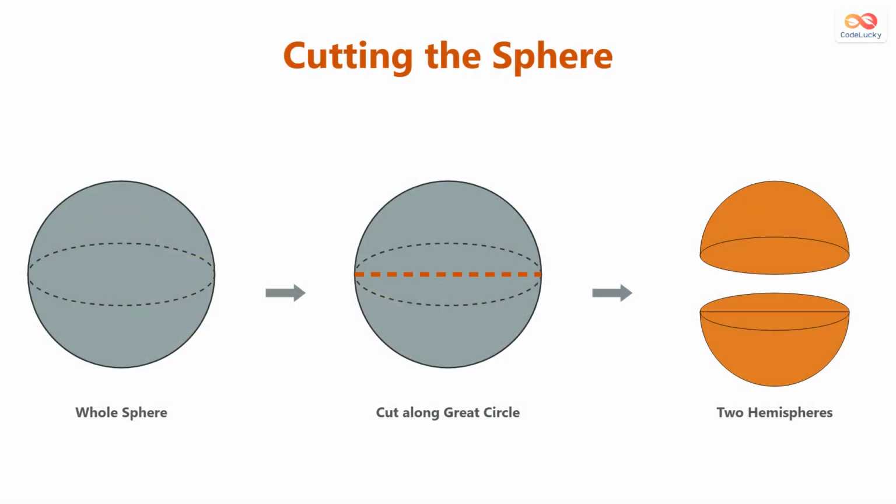Imagine cutting a spherical fruit straight down the middle. When you cut along the great circle, the sphere separates into two identical halves. Each of these halves is what we call a hemisphere.